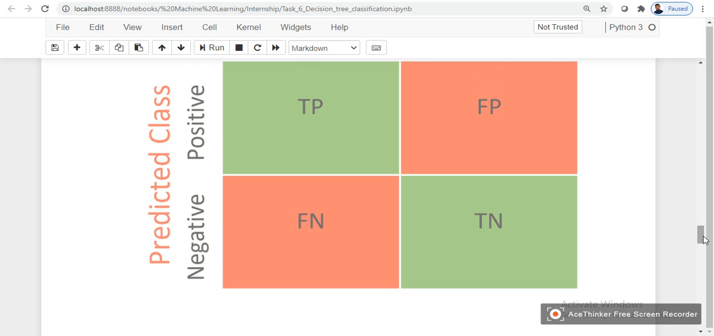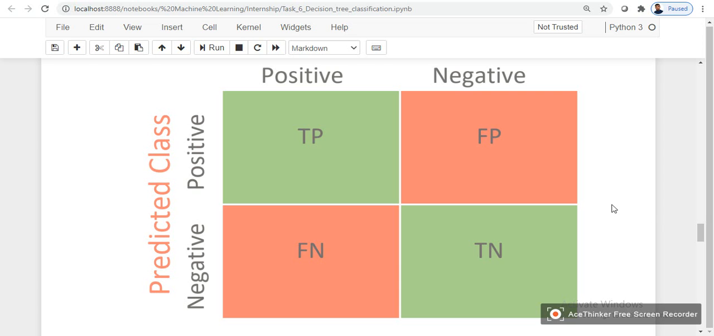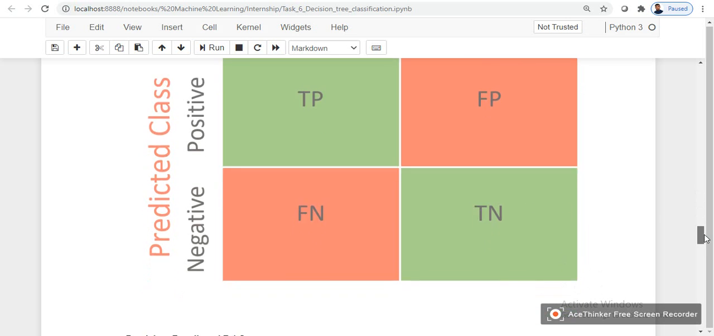Let us see how the confusion matrix looks. In the confusion matrix, along the x-axis we have the original values of the classes, and along the y-axis we have the predicted values of the classes. Here TP means true positive, then false positive, false negative, and true negative. So let us see the confusion matrix for the predicted values.